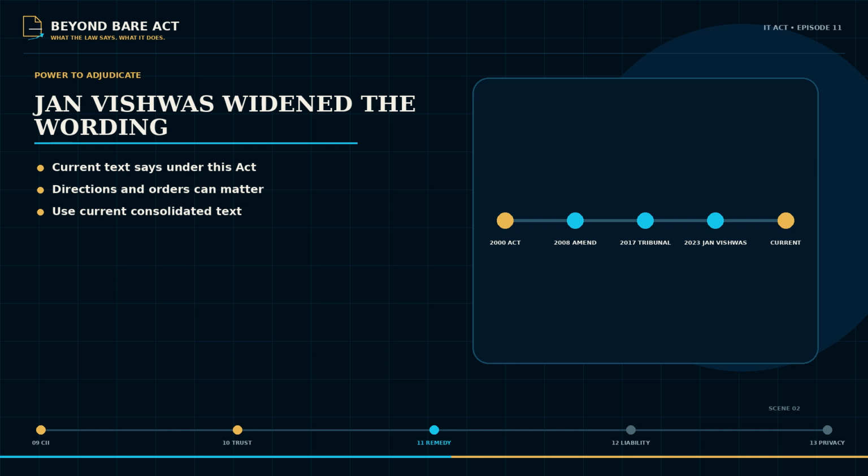This episode explains the architecture. Actual forum strategy, limitation and pleadings require professional advice based on the current notification and local facts.